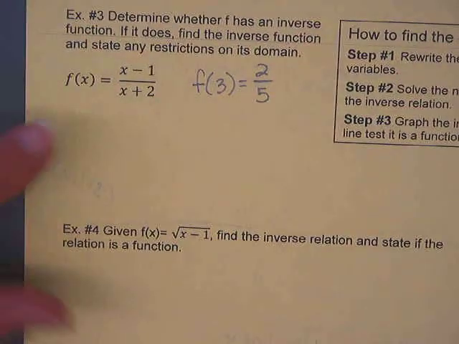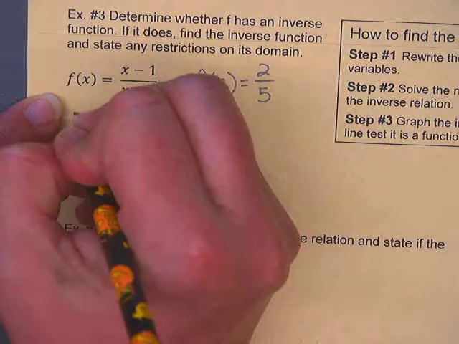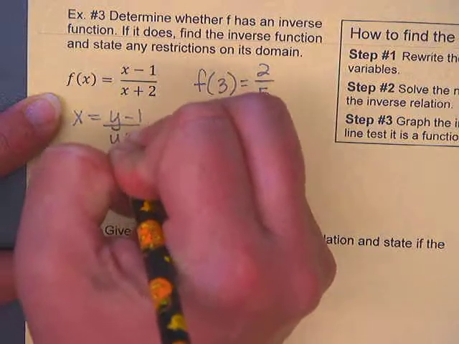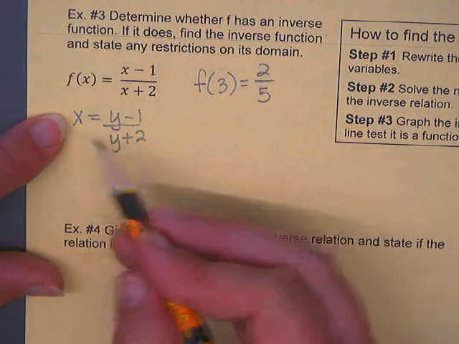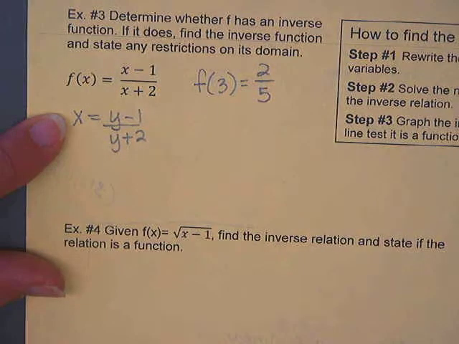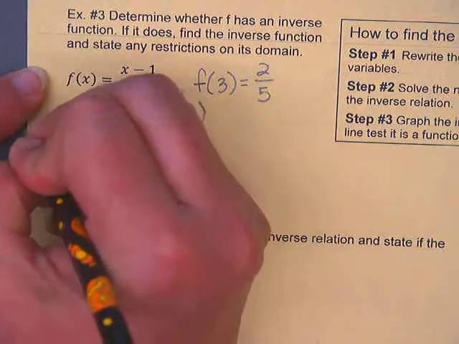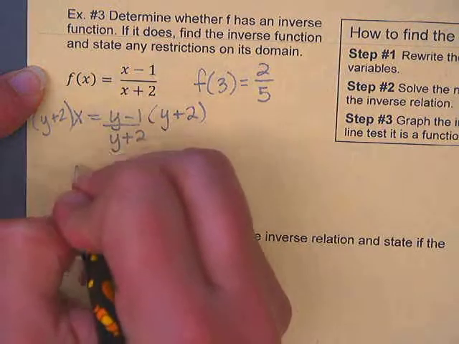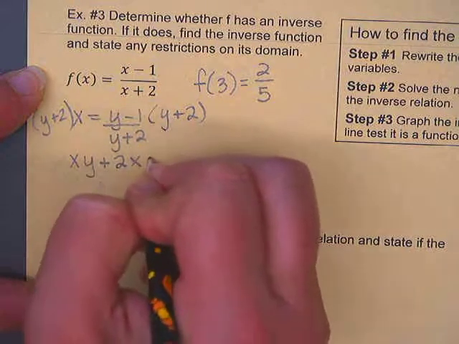So to find the equation of the inverse, I want to interchange my variables. So I want to put x is equal to y minus 1 over y plus 2. To isolate the y, first I want to get rid of the fraction. And to do that, I'm going to multiply both sides by y plus 2.